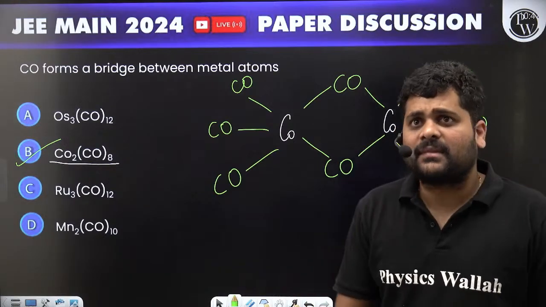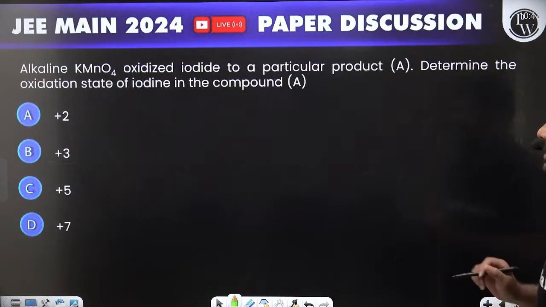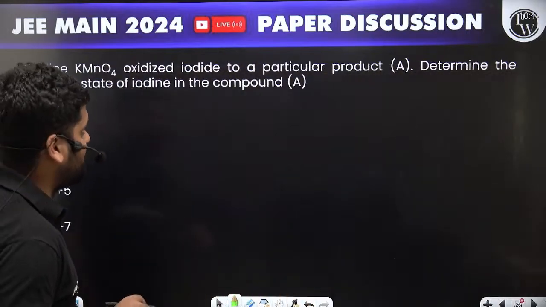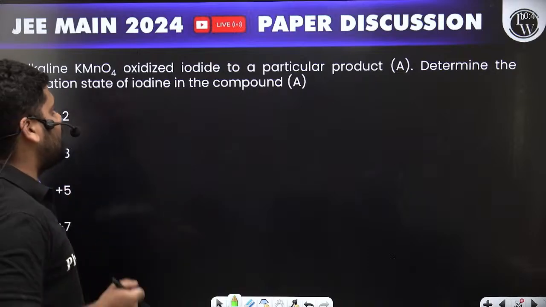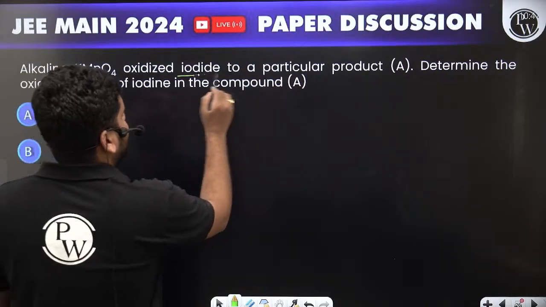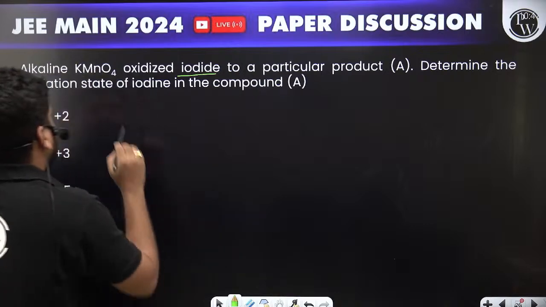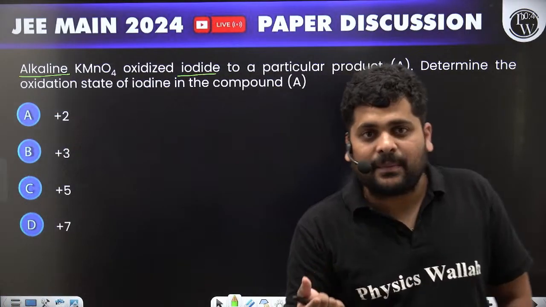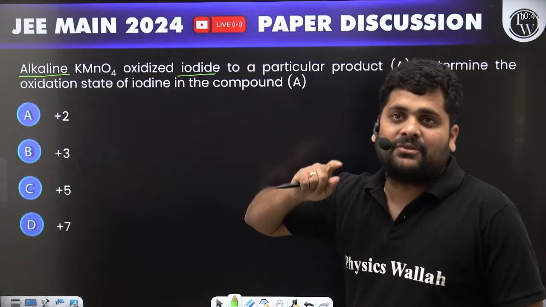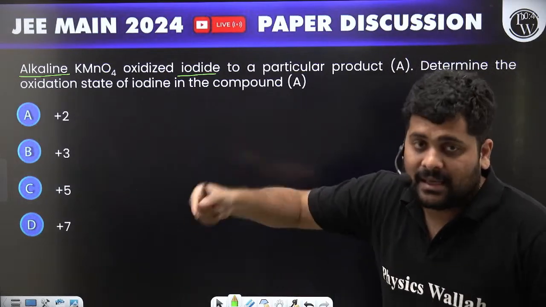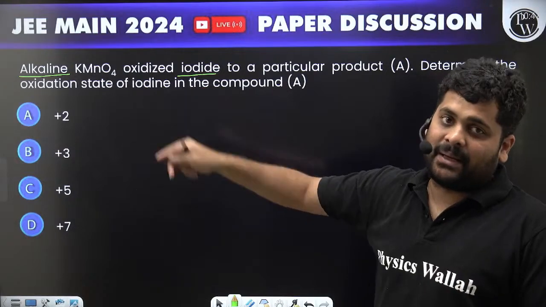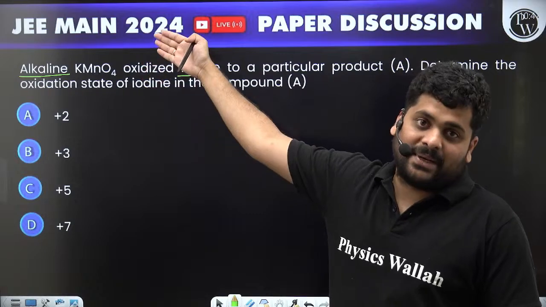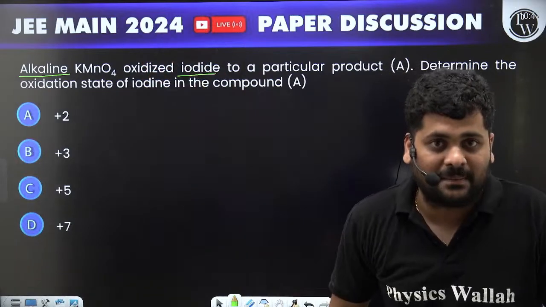Now, next one. The next question after this, we have alkaline KMnO4. This is an interesting question from D block. Alkaline KMnO4 oxidizes iodide to a particular product. What KMnO4 is it talking about? It is alkaline. In acidic medium, permanganate gets converted into Mn2+. Since this has been asked in alkaline medium, in the next shifts, maybe it can be asked with respect to acidic medium, or K2Cr2O7 also can be asked, right?